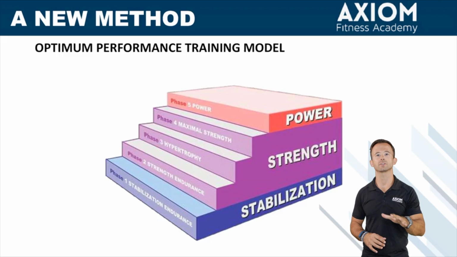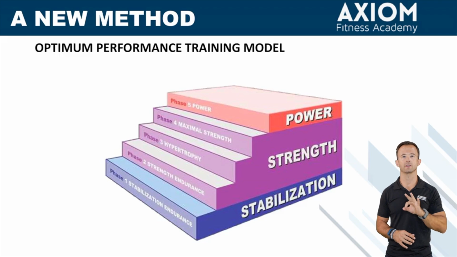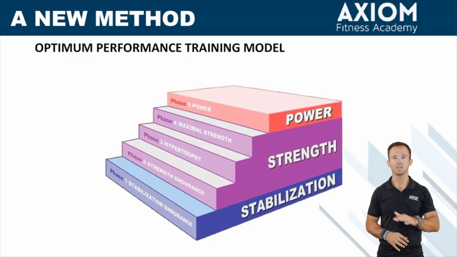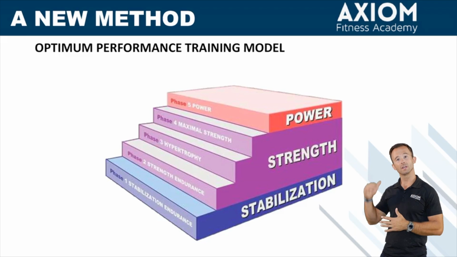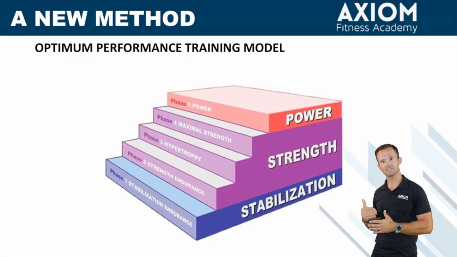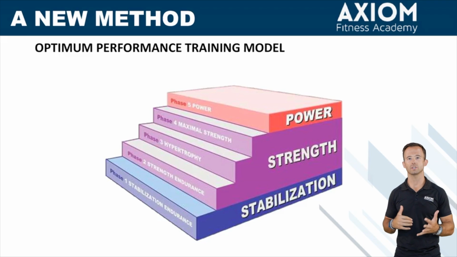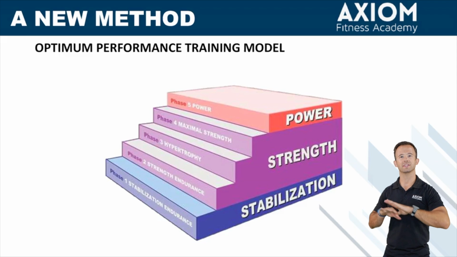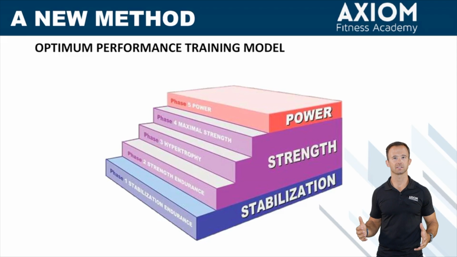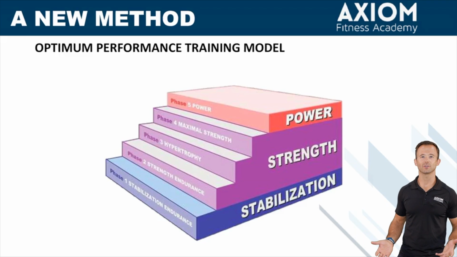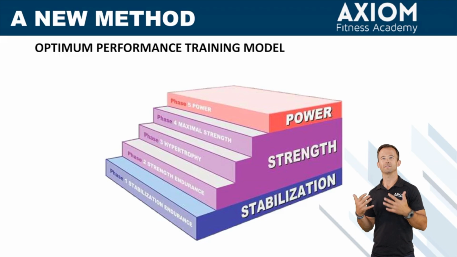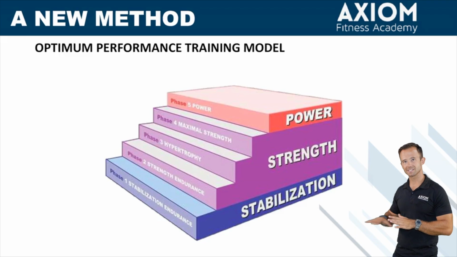So the OPT model is broken up into 3 primary phases, right? We have stabilization, we have strength, and we have power. And you can see inside of the model, the strength side is broken up into 3 separate phases as well. So we'll go through each of these, but in general, I want you to think about this as a house, all right? Now, again, if you're like me, I've never built a house, but you understand the structure, building a foundation. So you want to look at this as a house.